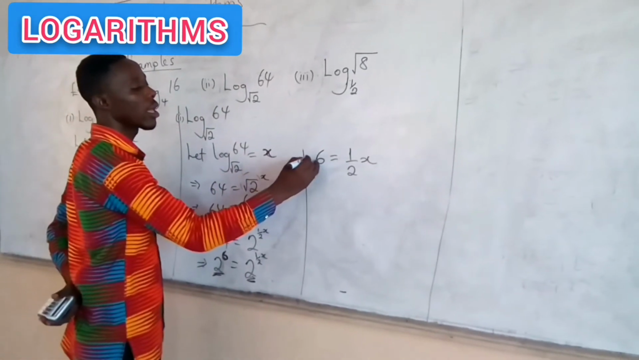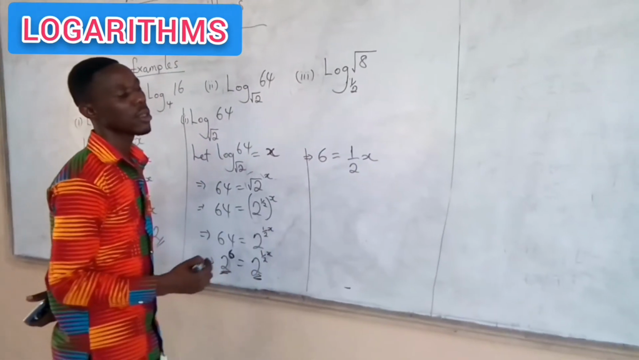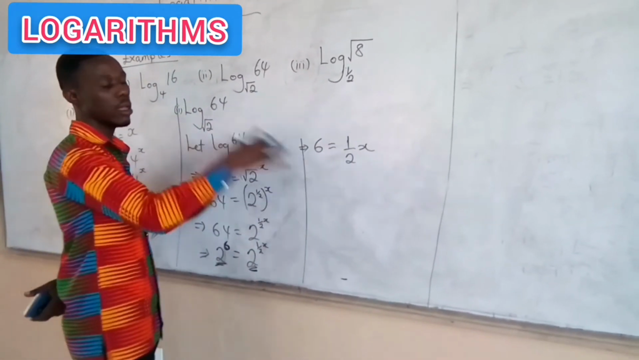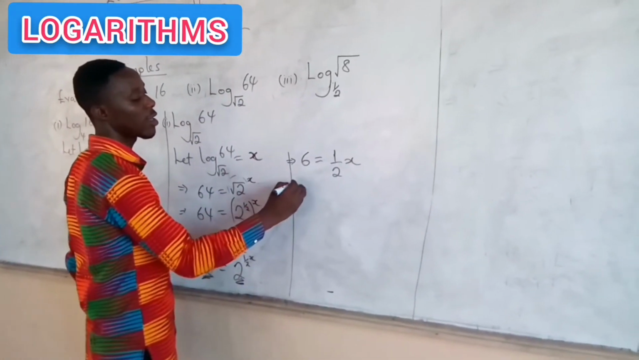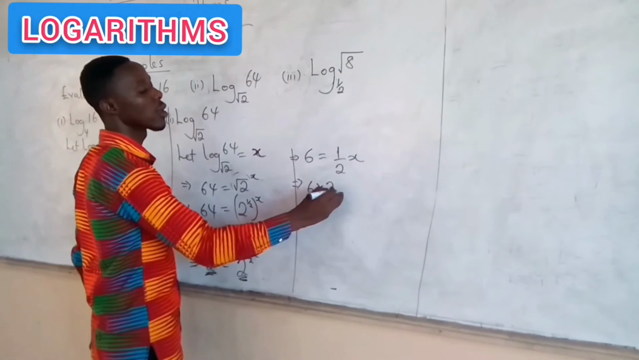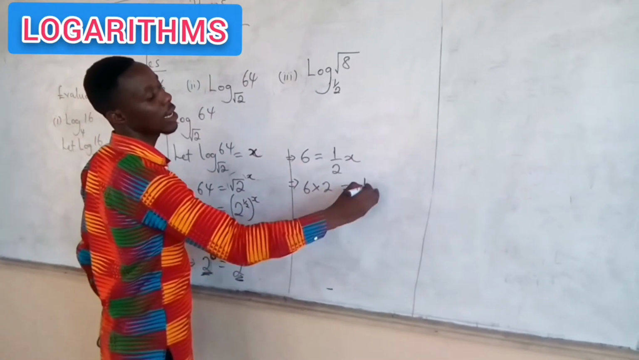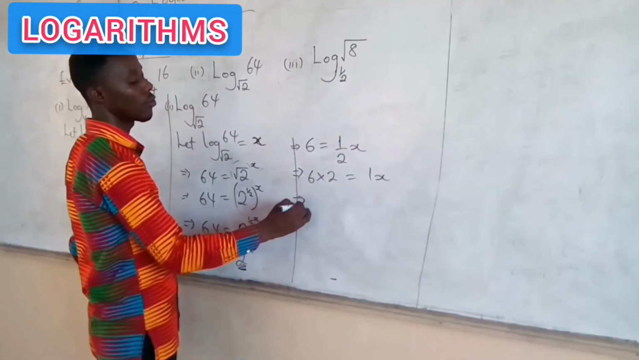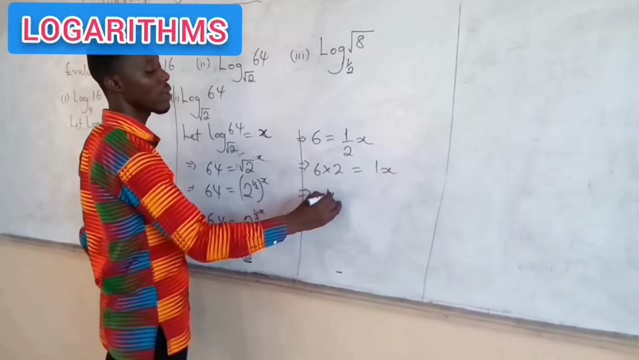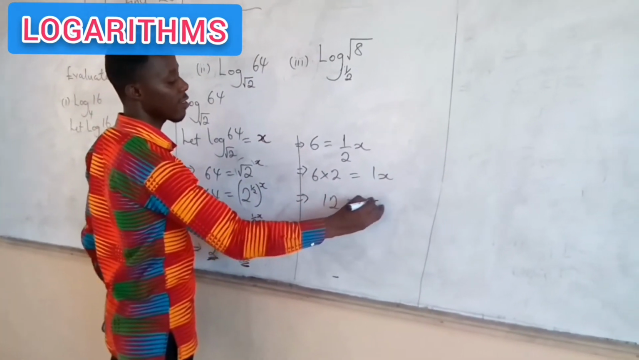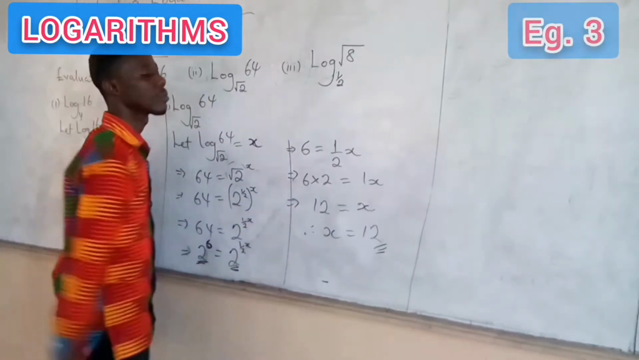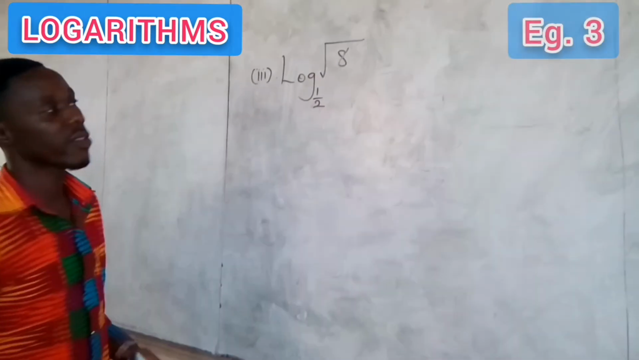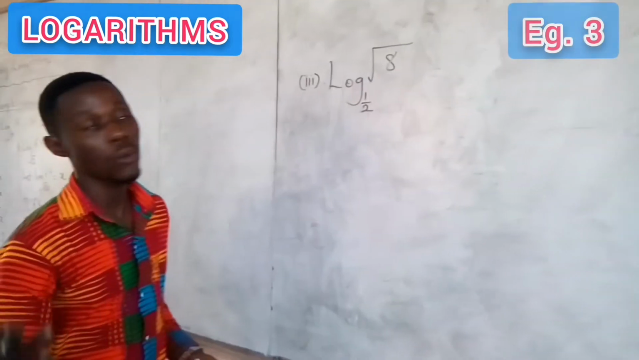What do I do here? I have to make x the subject by cross multiplying. Cross multiplying, we have 6 times 2, and we have 1x. From here, 6 times 2 will give us 12 equal to x. Therefore, x is equal to 12.